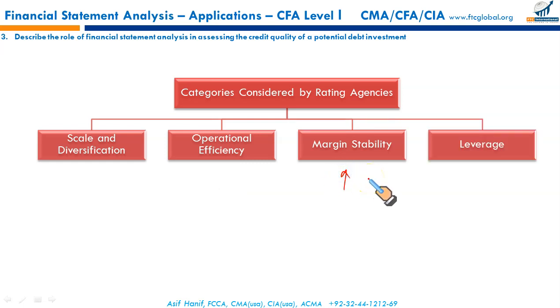And finally, the leverage. It means if the firm has to pay $1,000 interest, earnings should be sufficient to cover the interest payment. Coverage ratios, leverage ratios, greater earnings in relation to debt and interest expenses means less credit risk.